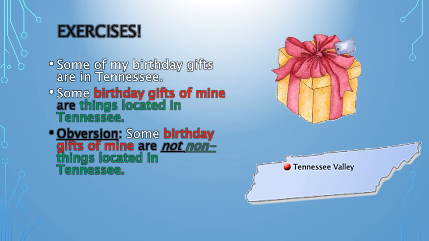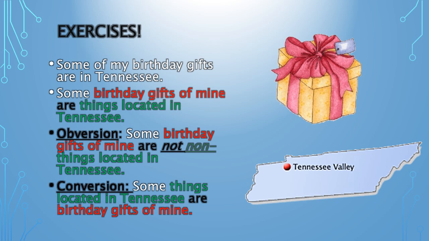And more importantly, we know that we can do conversion on this sentence. So if some birthday gifts of mine are things located in Tennessee, well, some of the things located in Tennessee are birthday gifts of mine. Get the exercise? Well, let's do a few more of them.